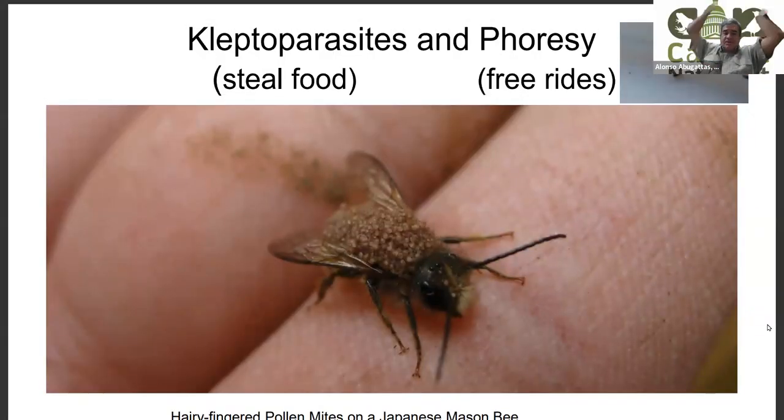So then you have two other things. We have cryptoparasites, which means they steal food, and then phoresy, where they get free rides. One good example of a cryptoparasite is pollen mites. Here's a mason bee, a non-native mason bee, the Japanese mason bee. All those little dots on the back are mites that it picks up from going from one plant to another. They steal the food, they live off the food, and they get transportation from the bee from one place to another. But they usually don't kill the bee. If you get this big of an infestation, it's probably not healthy for it, but it's not usually going to do it. It's a cryptoparasite because it's stealing food.